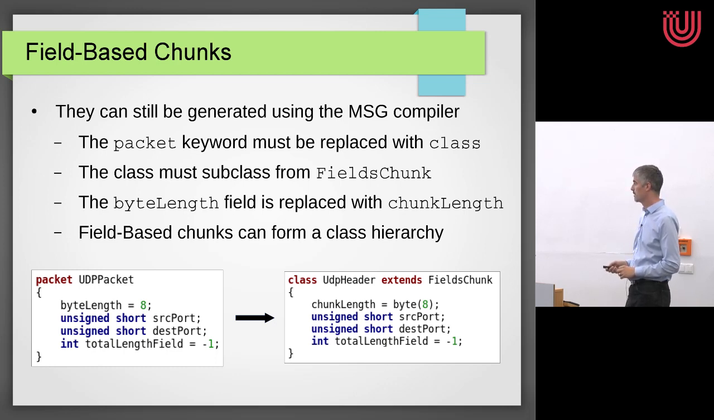It's pretty straightforward. You need to replace the packet keyword with the class keyword, and it has to extend the necessary base class. And then the byte length was replaced with the chunk length. So it's basically that simple.